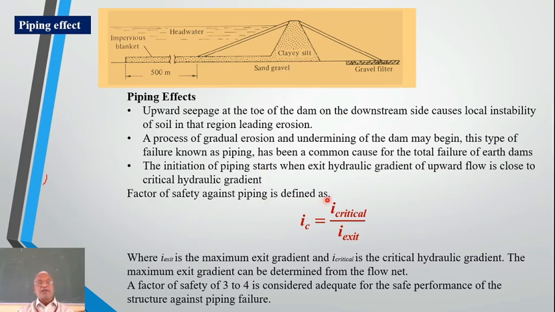Factor of safety, that's why, is defined as the critical hydraulic gradient divided by the exit gradient. I'm sorry, this is actually the factor of safety against piping, F. It's I critical divided by I exit. Now here I exit is the maximum exit gradient, whereas I critical is the critical hydraulic gradient. The maximum exit gradient can be determined from the flow net. I have told you already. A factor of safety equal to 3 to 4 is considered adequate for the safe performance of the structure. Means the critical hydraulic gradient should be much more than the exit gradient. Exit gradient has to be less, so that when the particles try to come out, it is not easy for them to come out.